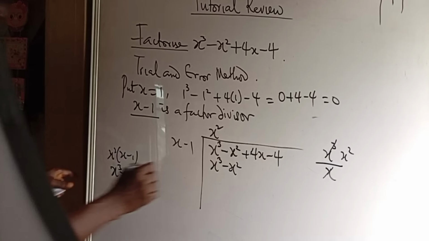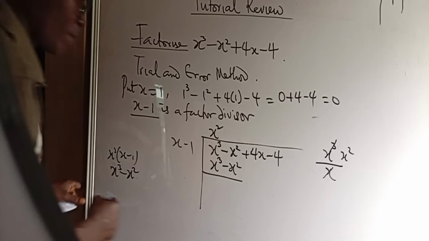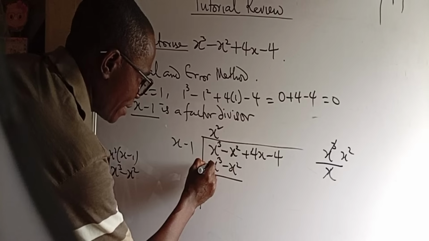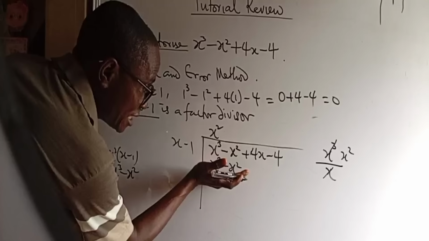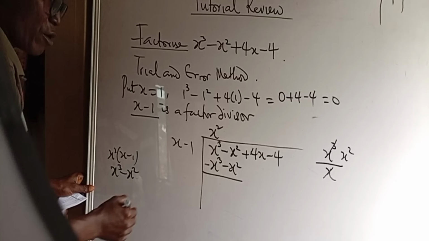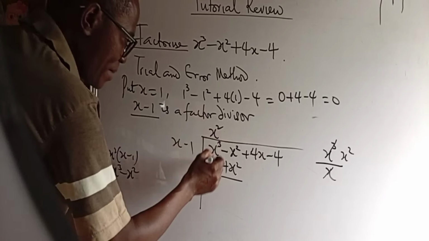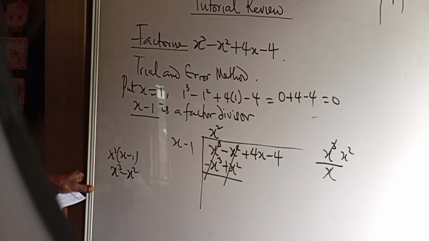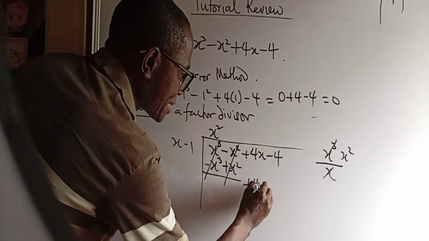Now you subtract, our traditional way of doing division. Subtract the whole of this expression from the one above. So x cubed minus x cubed cancels, and minus x squared plus x squared cancels. What do you have left here now? You have plus 4x minus 4.